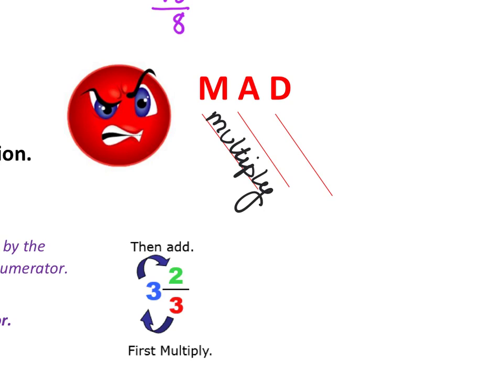And then the A stands for add, and I'll show you how we do this in a minute. And then D you might think means divide, but it doesn't. It actually means the denominator stays. The denominator is going to stay the same after we do our multiply and add steps. Denominator stays.